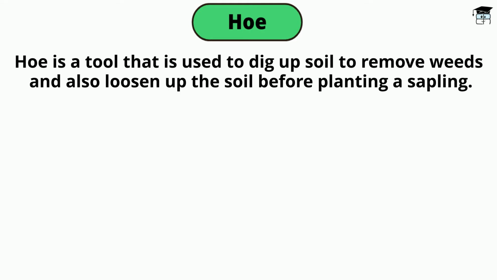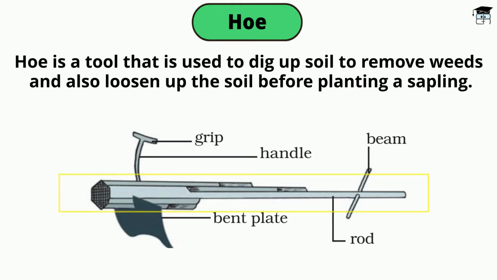Next we discuss the hoe. A hoe is a tool that is used to dig up soil to remove weeds and also to loosen up the soil before planting a sapling. It has a long rod of wood or iron. A strong, broad and bent plate of iron is fixed to one of its ends. It is pulled by animals.